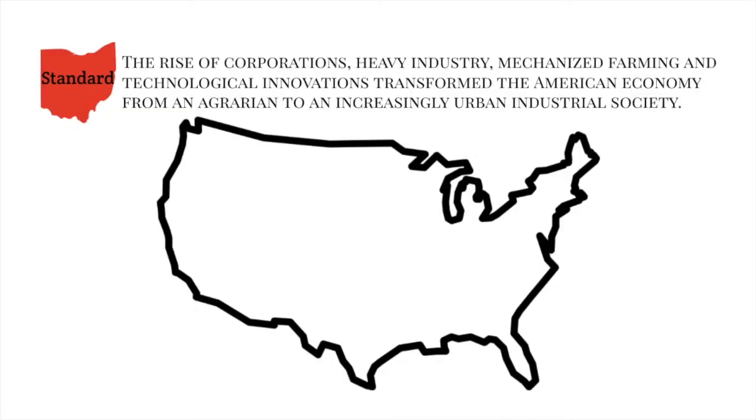So if we focus on our standard, as always, as we go through our American history course, we're looking for the rise of corporations, heavy industry, mechanized farming, and technological innovations transformed the American economy from an agrarian to an increasingly urban industrial society. So as we go forward and look at industrialization in America, we want to keep this standard in mind, and we want to look for some of those key words as we go through this presentation and some of the ones to follow.